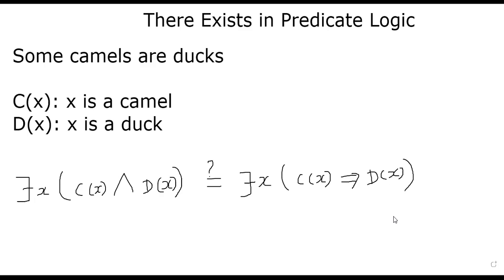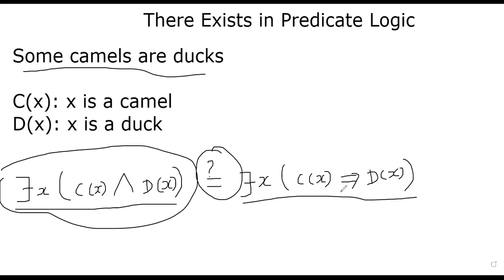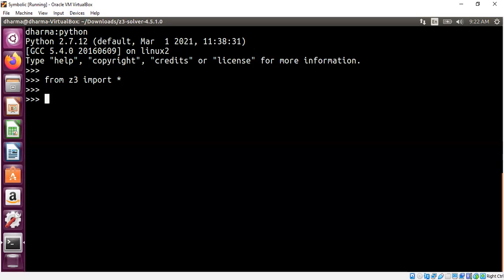What I mean, more precisely, is this is the left-hand side expression and this is the right-hand side expression. I'm asking, are these two things equal? Pause the video and think about it yourself. Can I model some camels are ducks in this fashion, like the left-hand side, or should I use the right-hand side idea? It's not immediately clear. Let's ask the solver. Now I'll create a generic object.